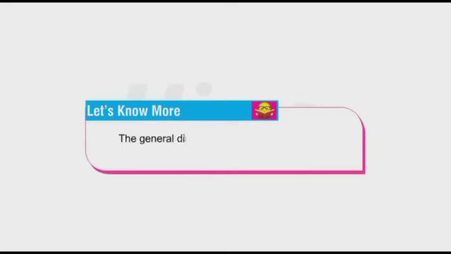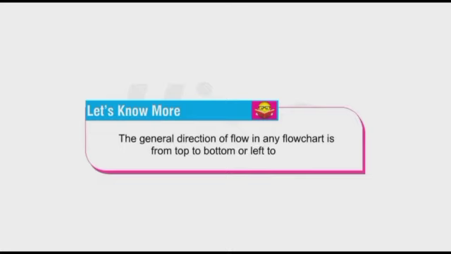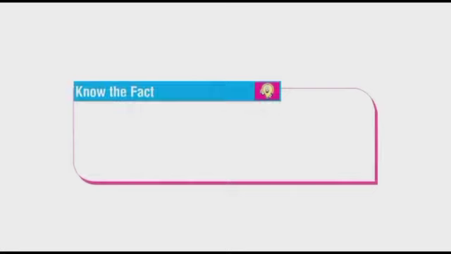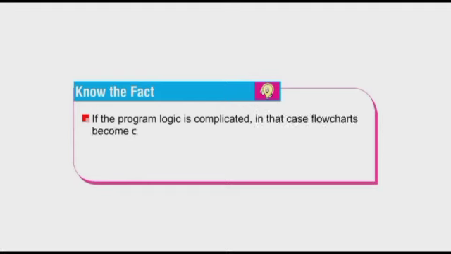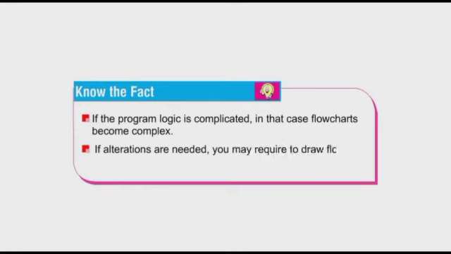The general direction of flow in any flowchart is from top to bottom or left to right. If the program logic is complicated, in that case the flowchart becomes complex. If alterations are needed, you may be required to draw the flowchart again.